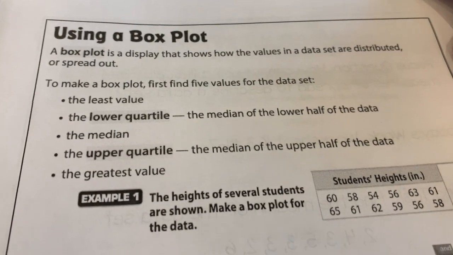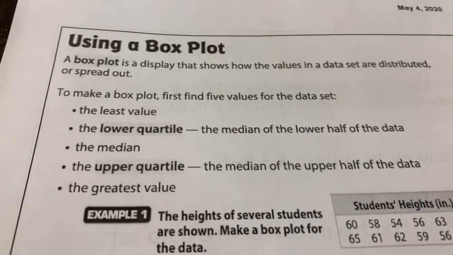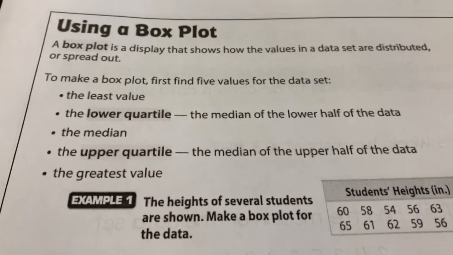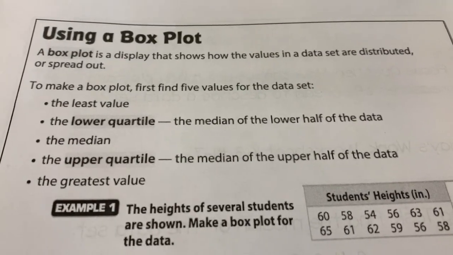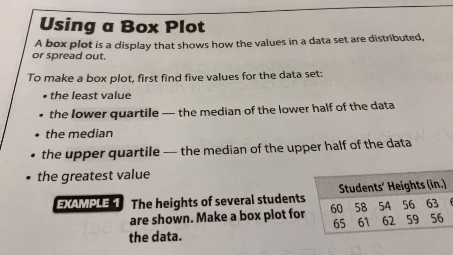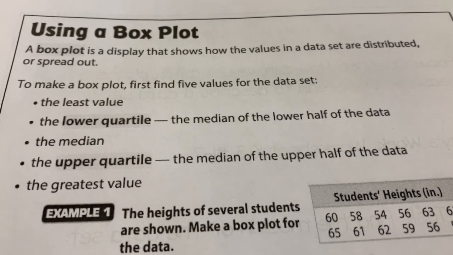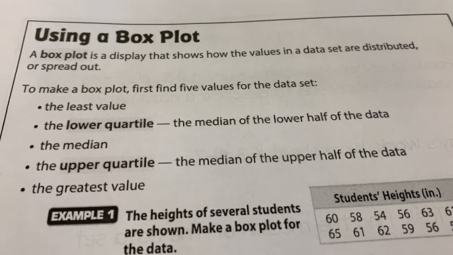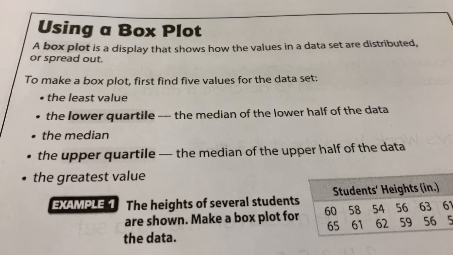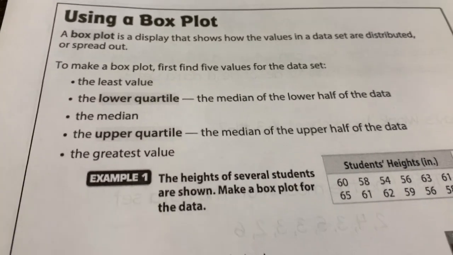So a box plot is a display that shows how the values in a data set are distributed or spread out. What we're basically looking at right now in this section of the module is, we looked at measures of center before, the mean, the median, and we even have talked about the range before. This is now going into looking at how our data is actually spread out. So let's talk about what that means as we look at what the box plot shows.